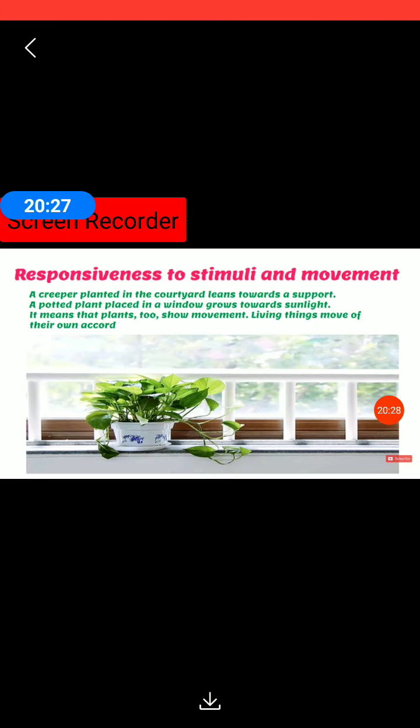Now, responsiveness to stimuli and movement. A creeper plant in the courtyard leans towards the support. Have you seen a creeper plant? You can take the example of a pumpkin plant. A creeper plant takes support to grow. A potted plant, say a money plant placed in a window, grows towards the sunlight, right? So it means that plants too show movement. Living things move of their own accord, meaning they grow and move on their own.